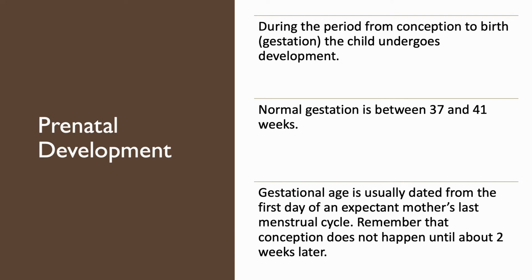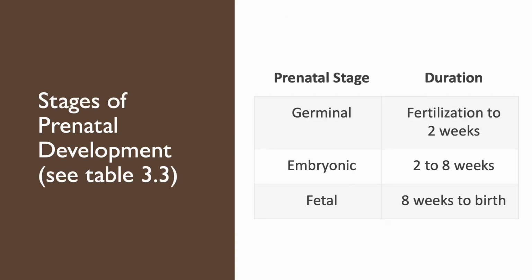During this period from conception to birth, which we refer to as gestation, the child undergoes development. The normal gestation period is between 37 and 41 weeks. Gestational age is usually dated from the first day of an expectant mother's last menstrual cycle. Remember that conception does not happen until about 2 weeks later.